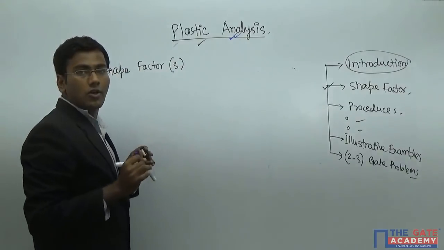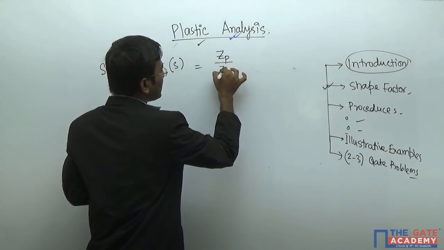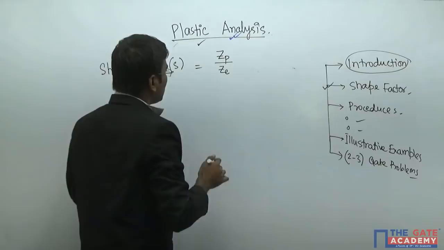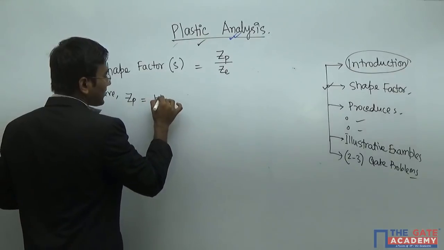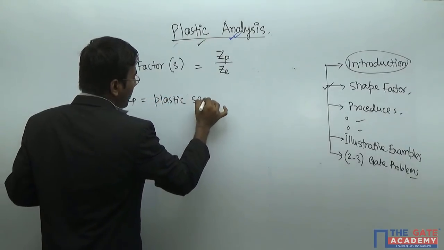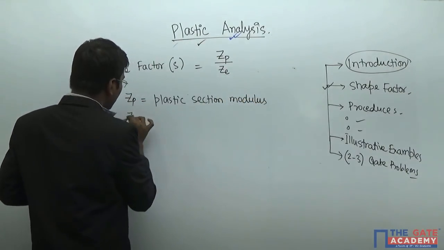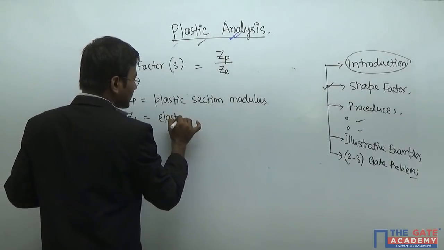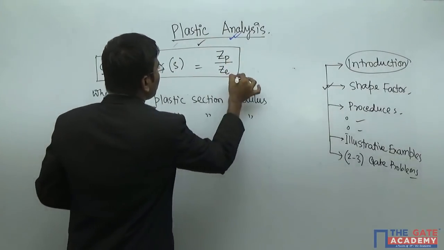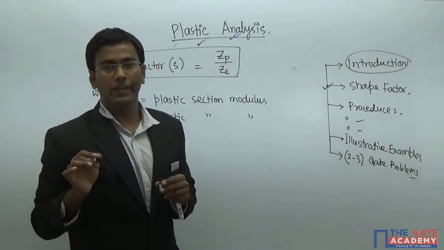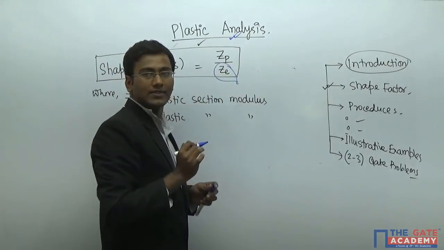Shape factor is denoted as S, that is equal to plastic modulus by elastic modulus, right? Where ZP equal to plastic section modulus and ZE equal to elastic section modulus, right? This is the term known as shape factor. And you know this term, elastic section modulus.